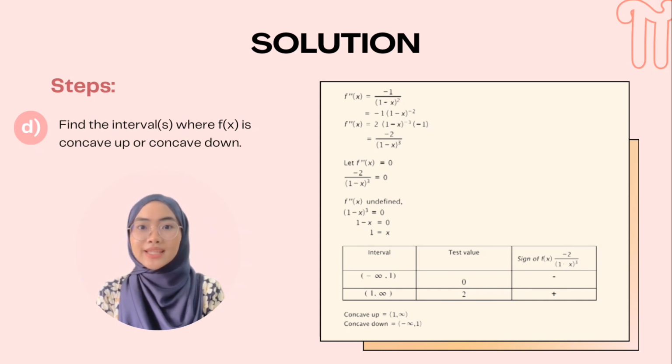Then, the intervals are negative infinity to 1 and 1 to infinity. For the test value, we take number 0 for negative infinity to 1, and for the 1 to infinity interval, we take number 2. The sign calculation is negative 2 over 1 minus x cubed, and we got the interval negative infinity to 1 is negative and 1 to infinity is positive. Therefore, 1 to infinity is concave up while negative infinity to 1 is concave down.